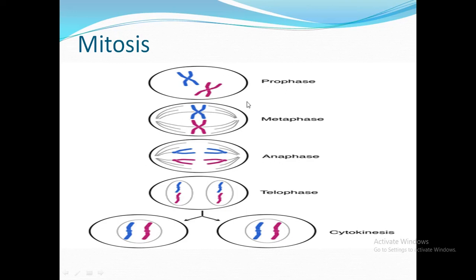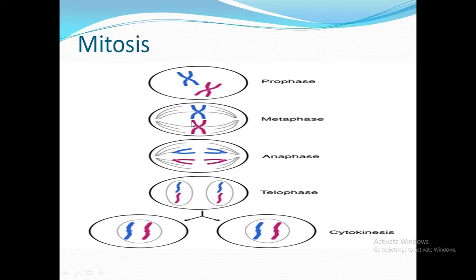Now, during metaphase, the next phase, the centrioles move to opposite poles. This is the location of the centrioles. The centrioles produce microtubules, here you can see. These are the microtubules which are produced by the centriole present here. These microtubules form the spindle apparatus. That is why they are also called spindle fibers.